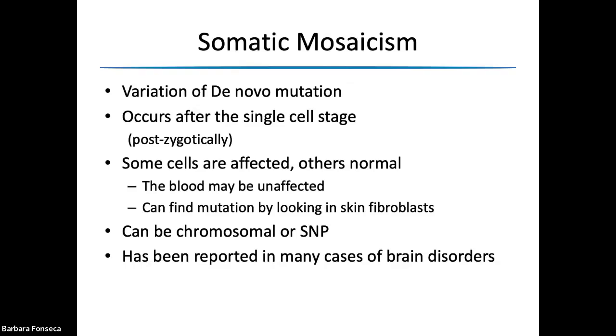So some cells are affected, others normal. The blood could be unaffected, but you can find the mutation looking in skin fibroblasts. I'll talk a bit more later, maybe in the question and answer, about skin fibroblasts and why and how we make cellular models from them. It could be a chromosomal abnormality, where there's a deletion of part of the chromosome, or what we call a single nucleotide change, a polymorphism, which is just a change in one of the base pairs. It has been reported in many cases of brain disorders. So you could have a person with just one part of their brain affected, one side, one hemisphere even.